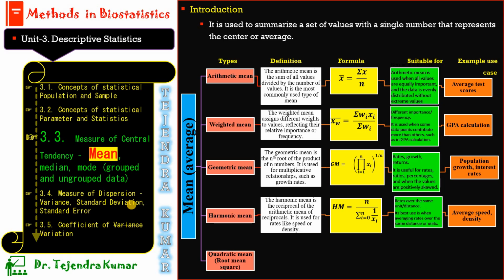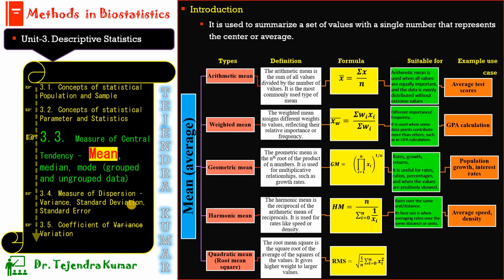Last one is quadratic mean or root mean square. The root mean square or RMS is the square root of the average of the squares of the values, and it gives higher weight to larger values. So RMS is equal to root of 1 by n summation of xi square. Here we are taking range i is equal to 1 to n.